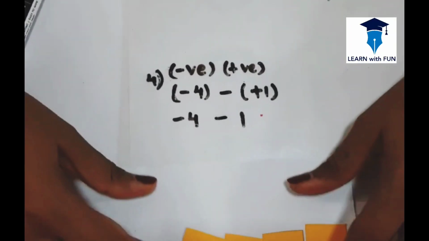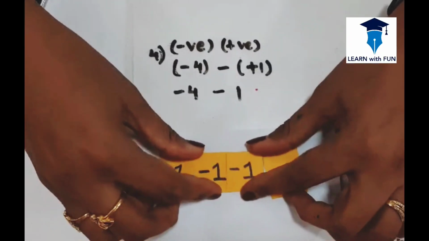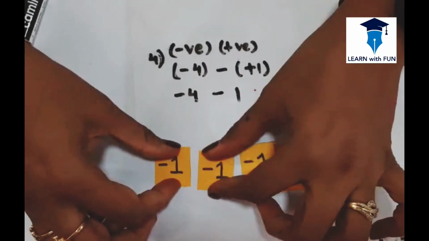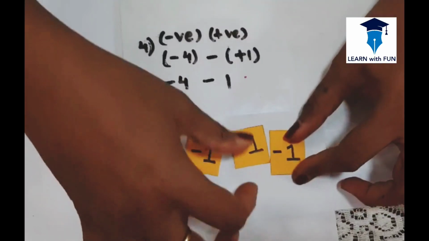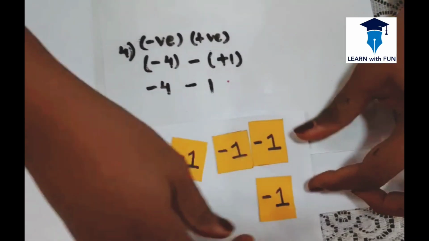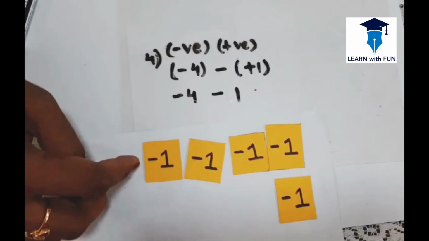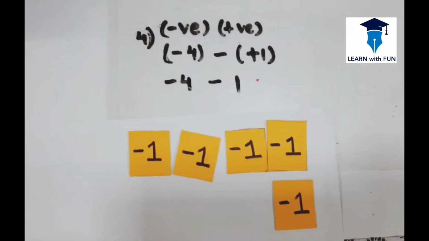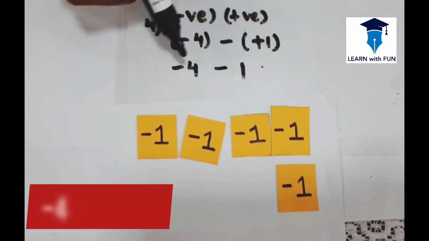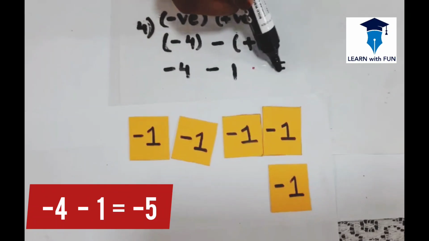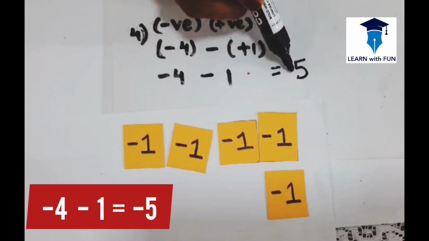So for minus 4 we are going to take 4 negative tiles, and for minus 1 again we are going to take 1 negative tile. So total how many tiles we got of negative numbers? 5 tiles of negative numbers. So minus 4 minus 1 is going to give you minus 5.